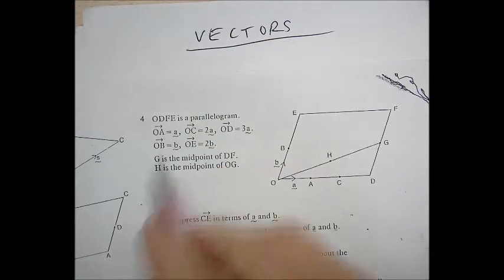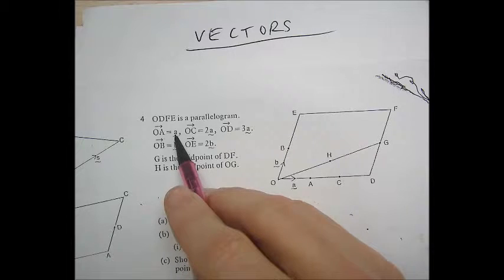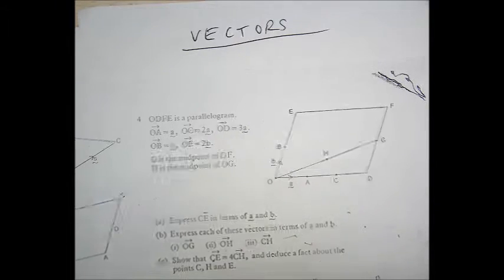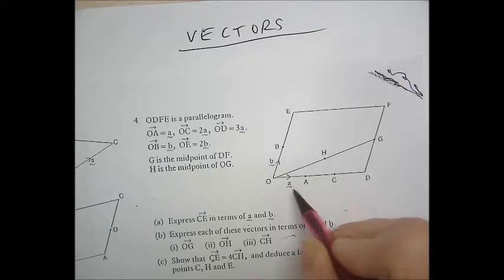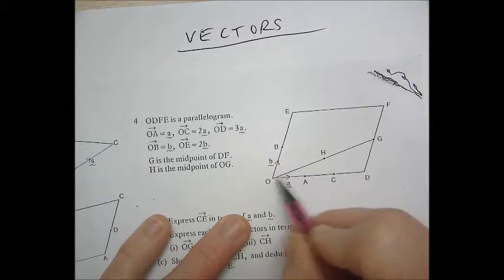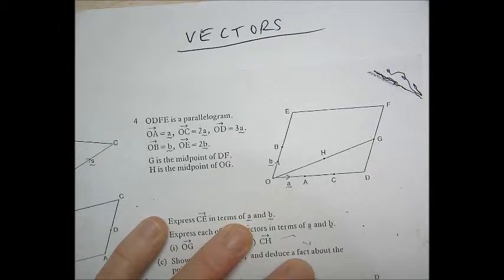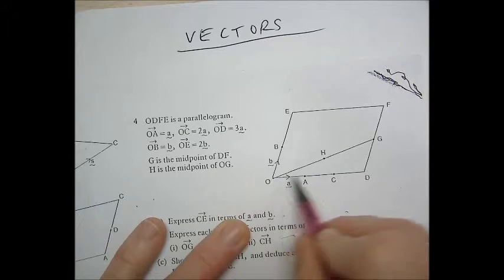Now they'll always give you little names already. So OA is named a, which often will be done in bold or with an underline. So that little stretch there is a. And they've also told you that that stretch there is 2a and that stretch there is 3a.